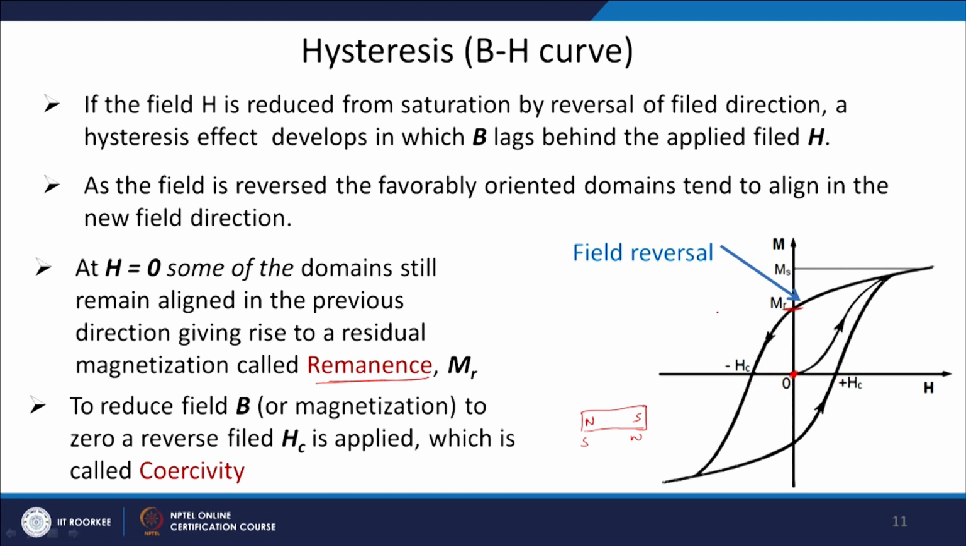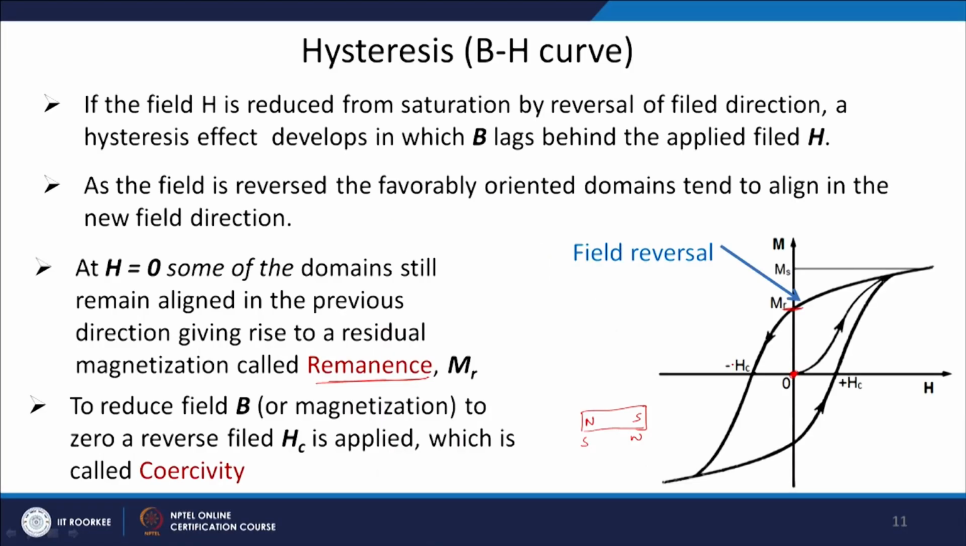To get rid of this magnetization, we now have to go into the negative direction of the field. How much negative we have to go is given by Hc, to reduce the flux density, or magnetization, to 0. So now we have come to 0 flux density in the material. A reverse field of Hc is applied. This negative external field is called coercivity.